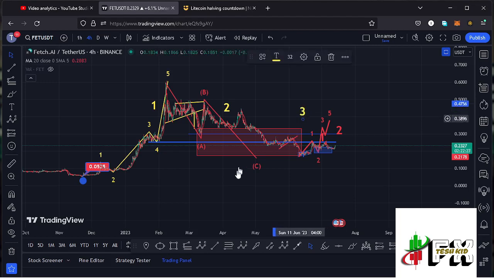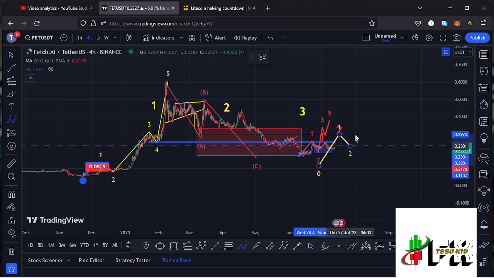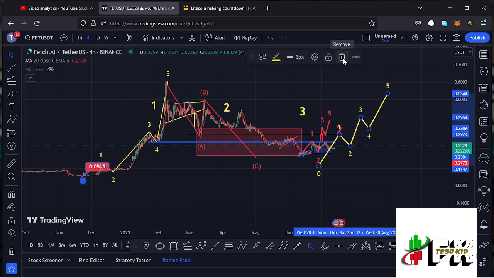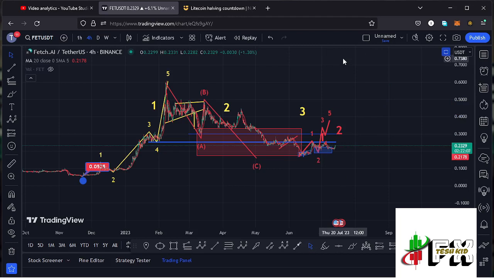And for it to confirm to us that we have a low in place for the second wave, we first need to see a complete 5-wave structure here on the charts, followed by an ABC corrective structure and a break above significant highs. And the moment that plays out, then Fetch AI will continue gearing up and see a break above the $1 mark in the formation of this wave 3. And that is what I'm keeping my eyes on here on the Fetch AI chart.